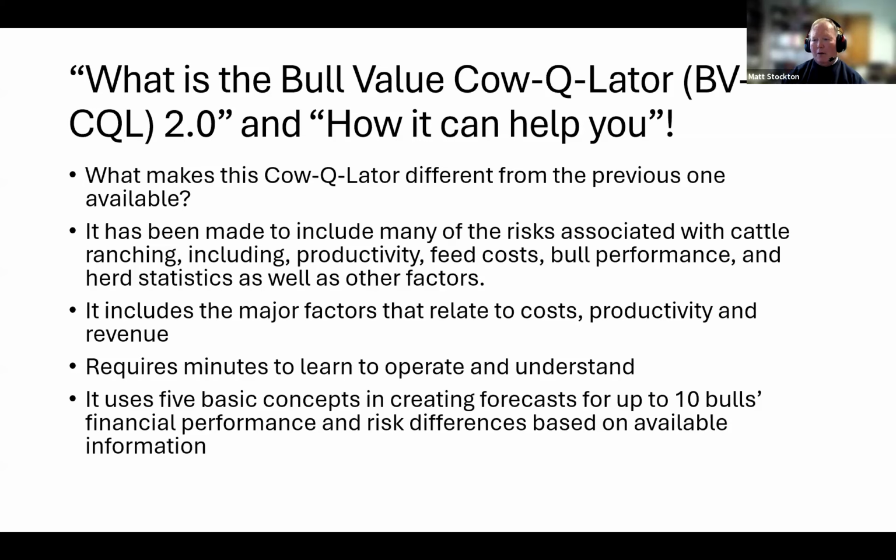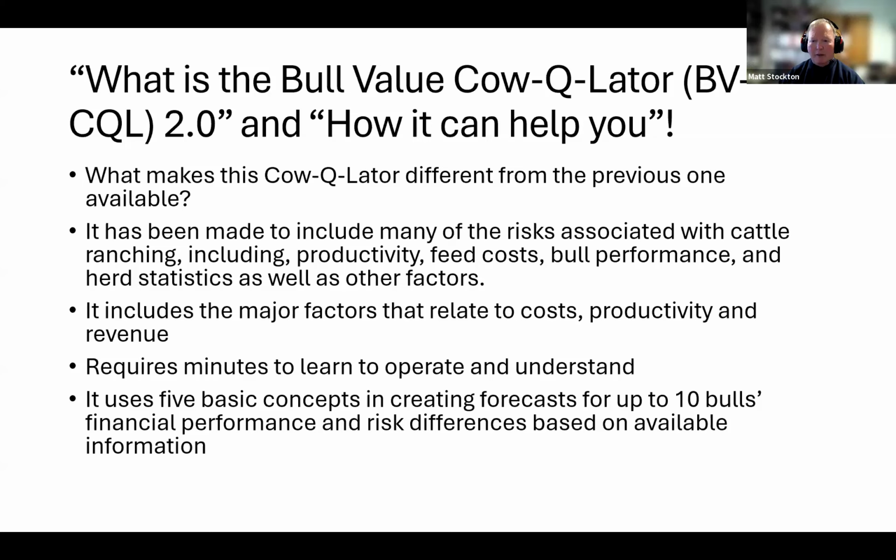The idea is to help you figure out information so that you can make better decisions. So what makes it different than the previous one? Like Randy told us, it incorporates the calculator, the CCC, the cow-calf cost calculator, which is similar to a budget, but a little different because it has a random component, which we're going to talk about. That's the risk component. In other words, you have a high price and a low price you can expect, and the price is probably going to be somewhere in between. It includes the major factors of cost, productivity, and revenue.